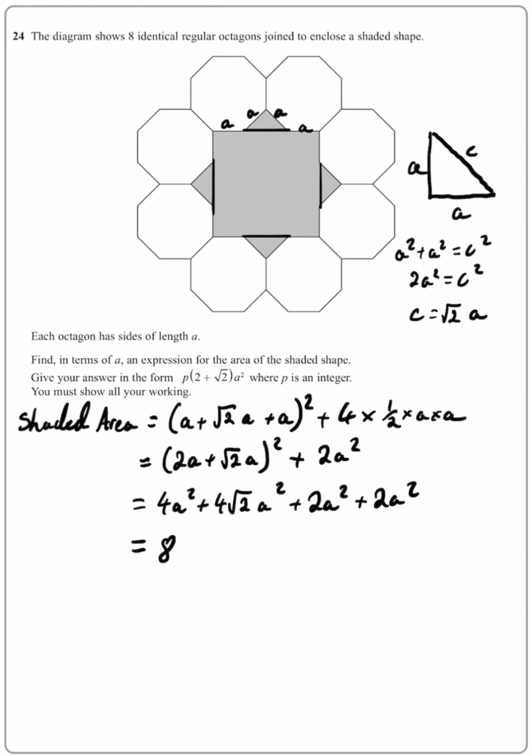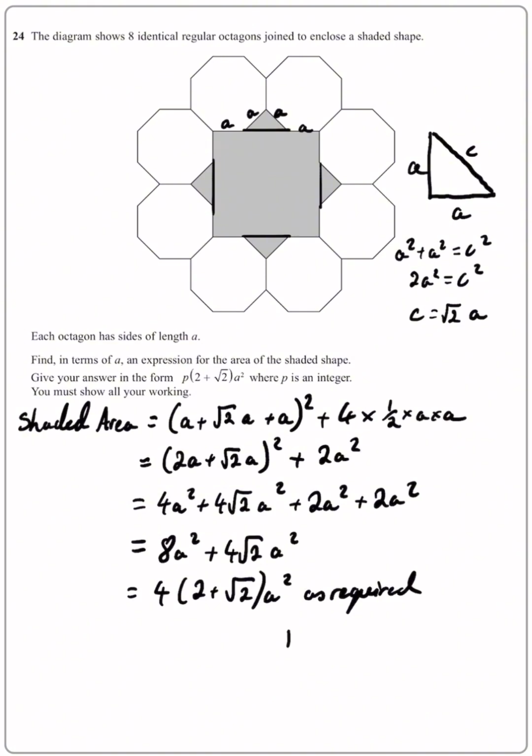Let's join together the integer multiples of a squared to get 8a squared, plus the 4 root 2 lots of a squared, and we'll factorize out a 4 from the front, and I'll put the a squared at the back because it's sort of a coefficient of a squared, and we get 4 lots of 2 plus root 2, all times a squared, which is what the question wanted us to. In this case, our value of p will be 4.